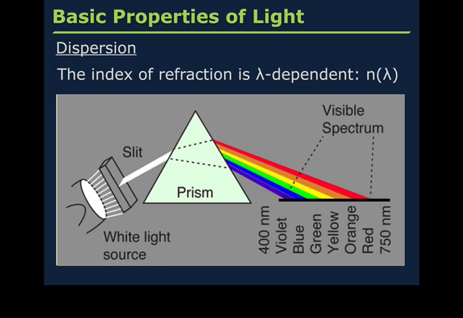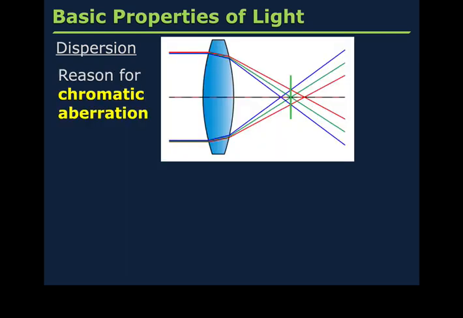So you can already see from this that a prism is a nice tool for potentially spreading out light. This can be really good in astronomy when we want to look at a parsed out spectrum of light, but it can be annoying for other reasons. Dispersion is the reason for something called chromatic aberration.